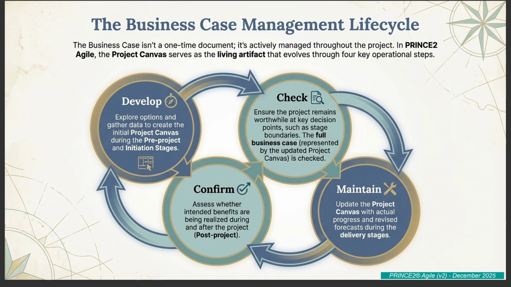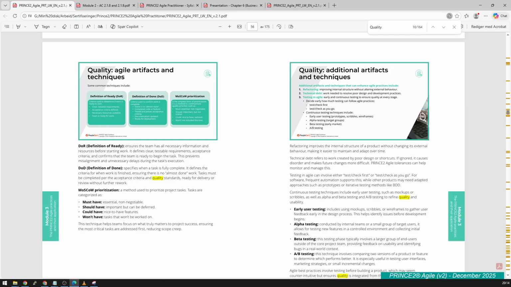The do nothing option, the minimum spend option, and your recommended option. You gather all the data you need to create that initial project canvas. So this is happening in a pre-project and initiation. Correct. It's the work you do to get the right information so the project board can look at it and say, yes, we agree this project is worth initiating. Okay, so the justification is developed, the project is initiated, then we move to the check step.